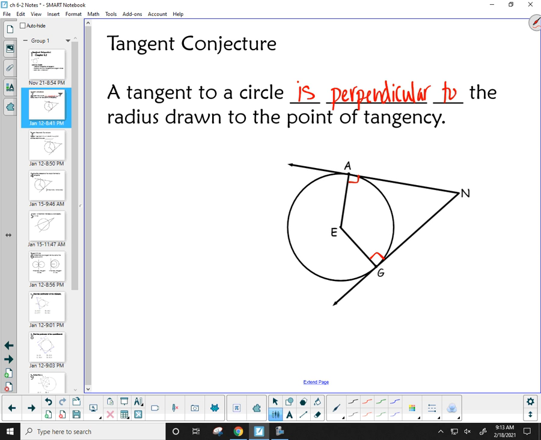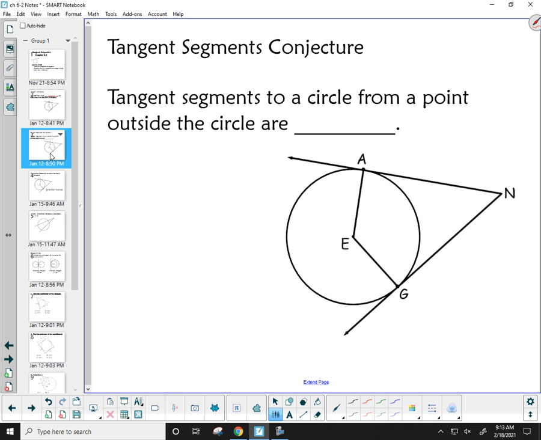I'm going to make some more connections with that shape here in a second. We're going to do one more part, and then I'm going to make some connections for you. Okay, so the next property says tangent segments to a circle from a point outside the circle. If you have two tangent segments coming from the same point, the tangent segments are going to be congruent.